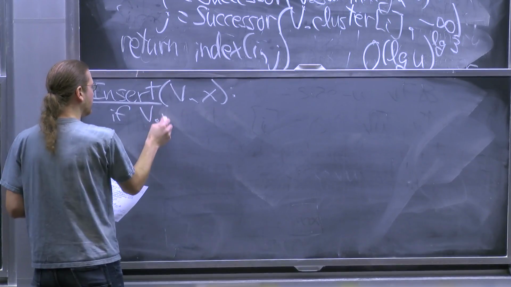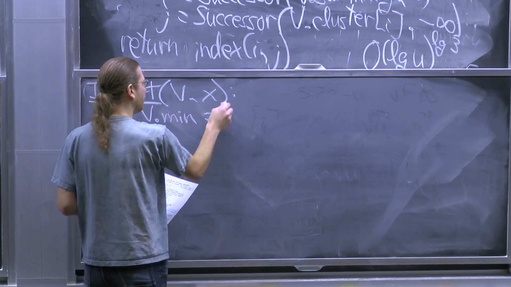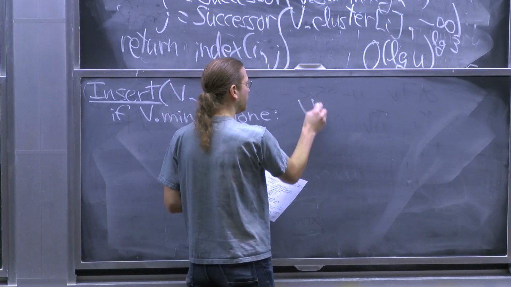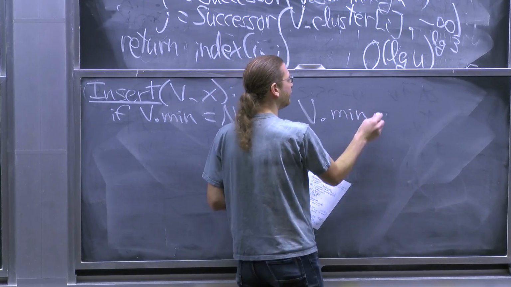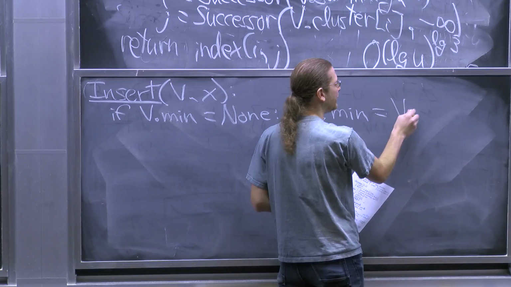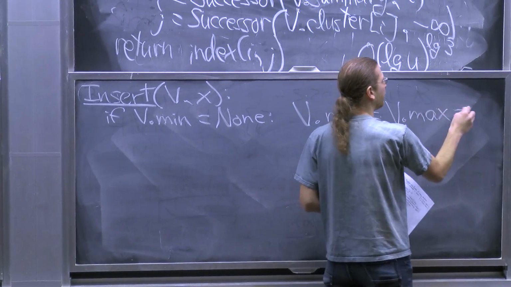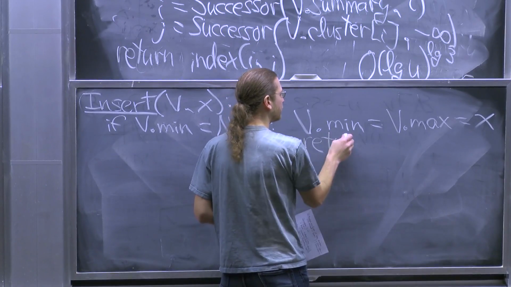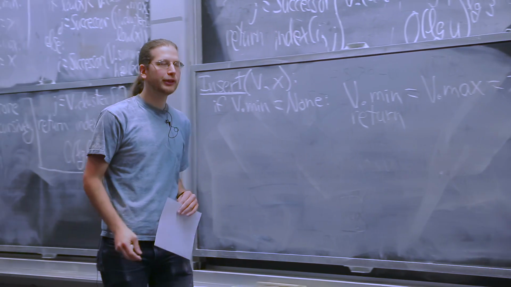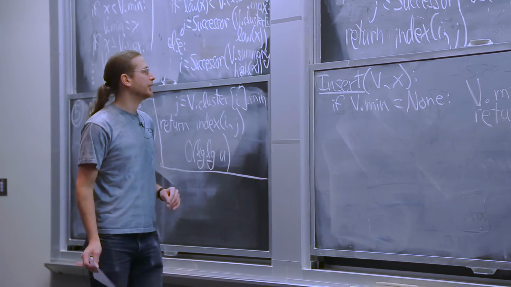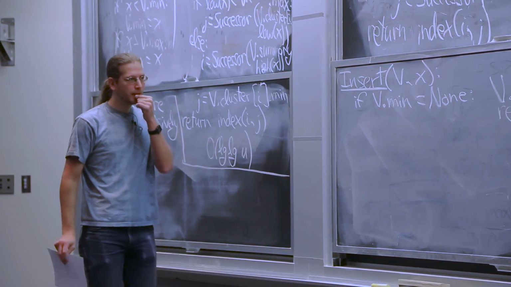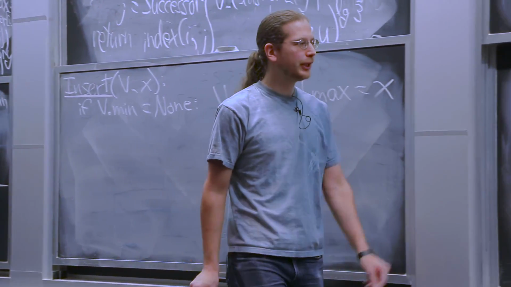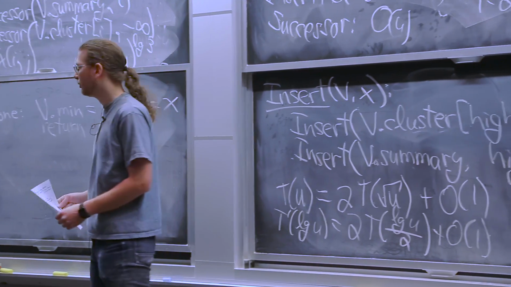Here's what I mean. If v.min is the special None value, using Python notation here, then I'm just going to set v.min equal to x. I should also set v.max equal to x, so I keep track of the maximum. And then stop, return. That's all I will do for inserting into an empty structure, is stick it in the min field. OK, this may seem like a minor change, but it's going to make this cheap.